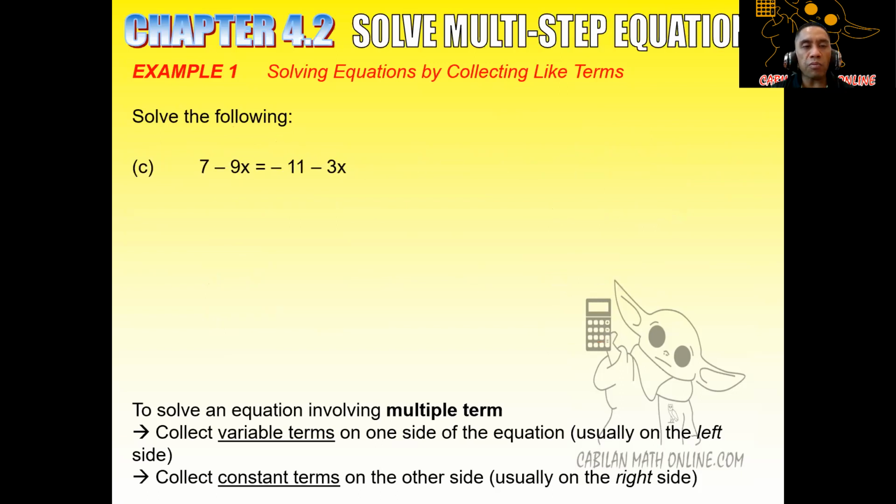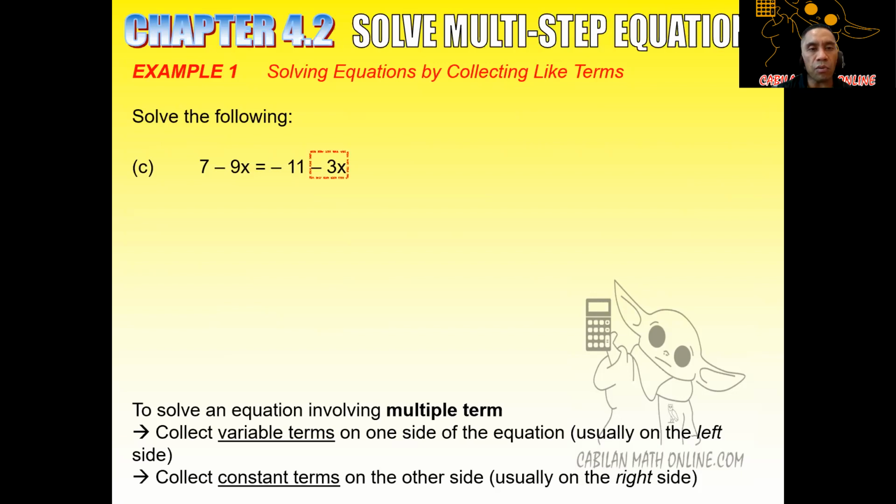All right, now for this one over here, the only difference with this one compared to the previous one is the fact that I just changed the location for the x's, but that doesn't change the technique. So we have 7 minus 9x on the left, and we have negative 11 minus 3x on the right. So just like the previous examples, we're going to take the letters to the left and numbers to the right.